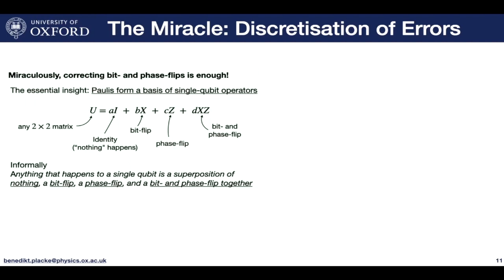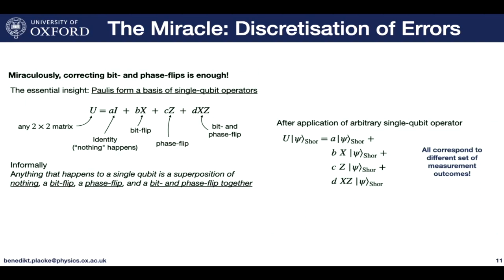And what does it mean physically, informally? That means that any operation, anything that happens on a single qubit, is actually a superposition of nothing happening, the identity, of a bit flip, a phase flip, and both together. So I can view anything that happens on a single qubit as a combination of these 2 choices, both of them together, and nothing.